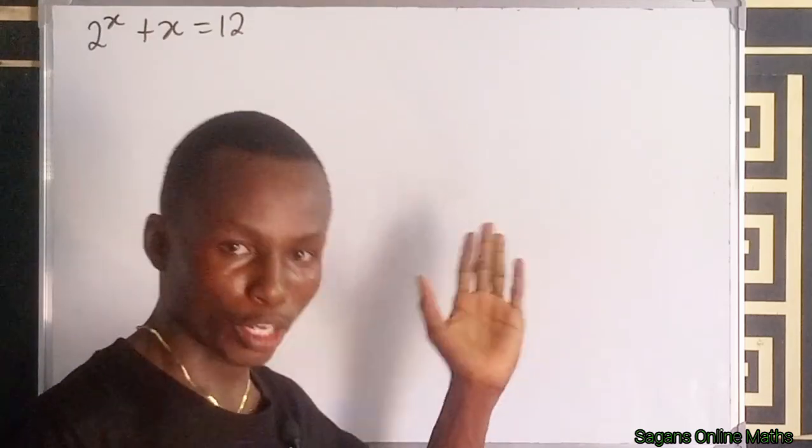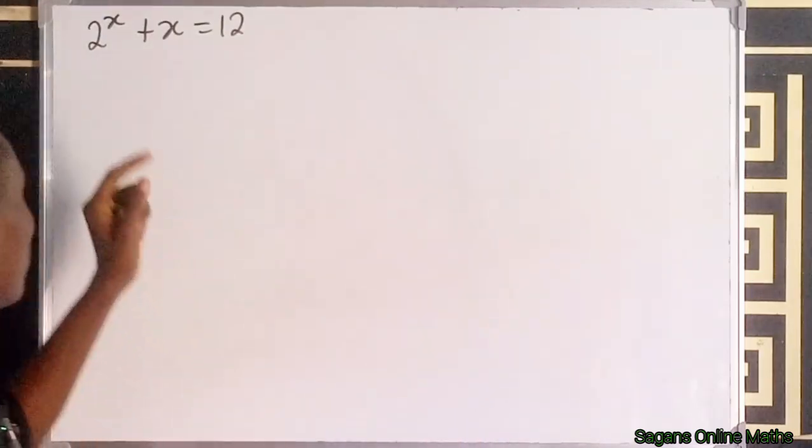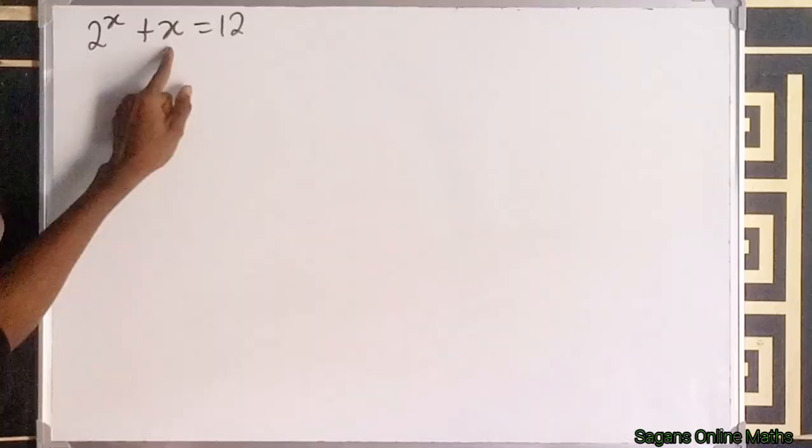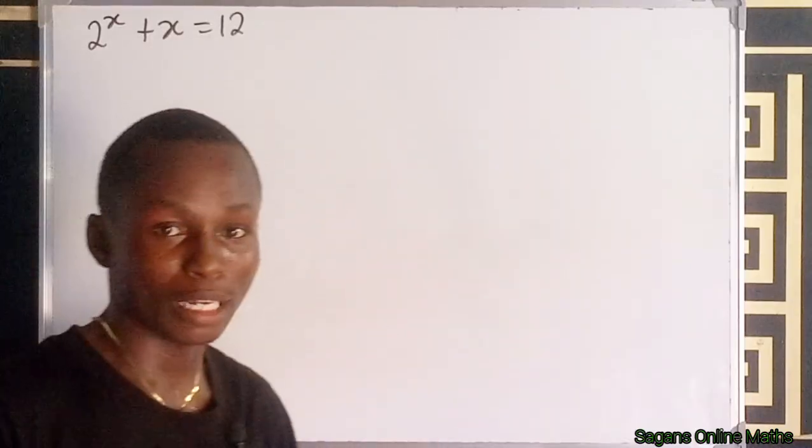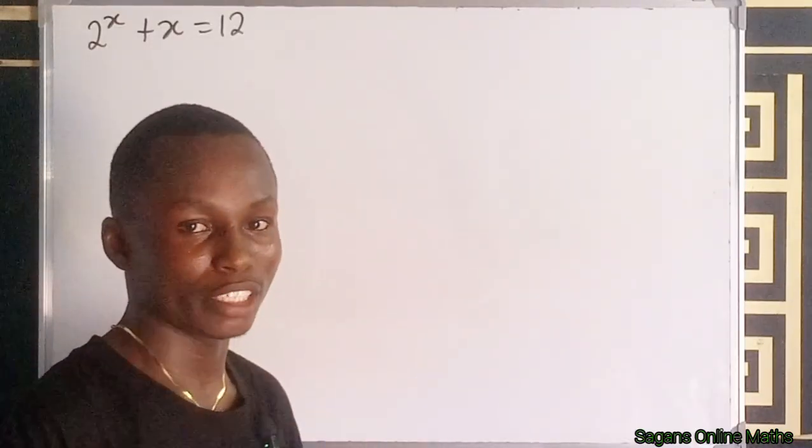Can you solve this math Olympiad on the board? Now look at what you are given. We're given that 2 raised to the power of x plus x equals 12, and we are asked to determine the value of x. This question is very simple.